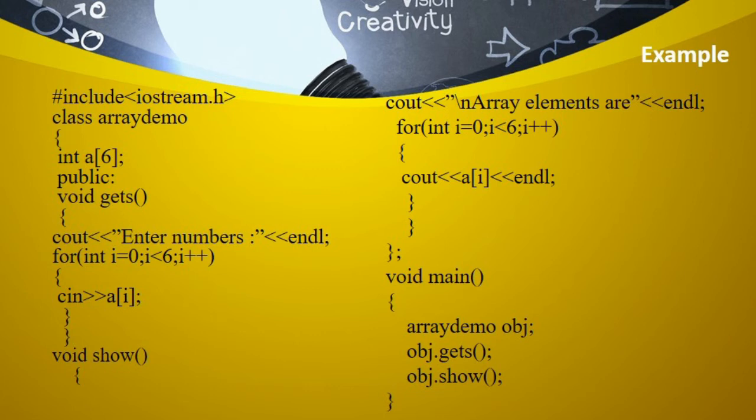Next, the execution starts from the main function. So always the first statement of the main function must be the creation of the object. So the object is created with the name obj. The next statement is calling the member function using the object, obj.getS. So the execution passes to the member function getS. Inside the member function, the output statement is included. So the statement within the output statement is displayed.